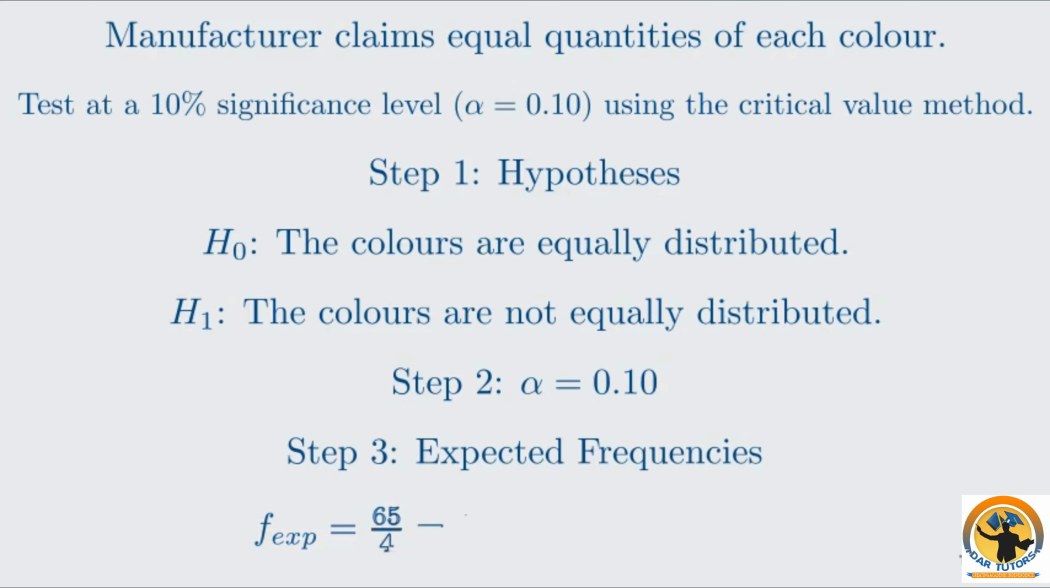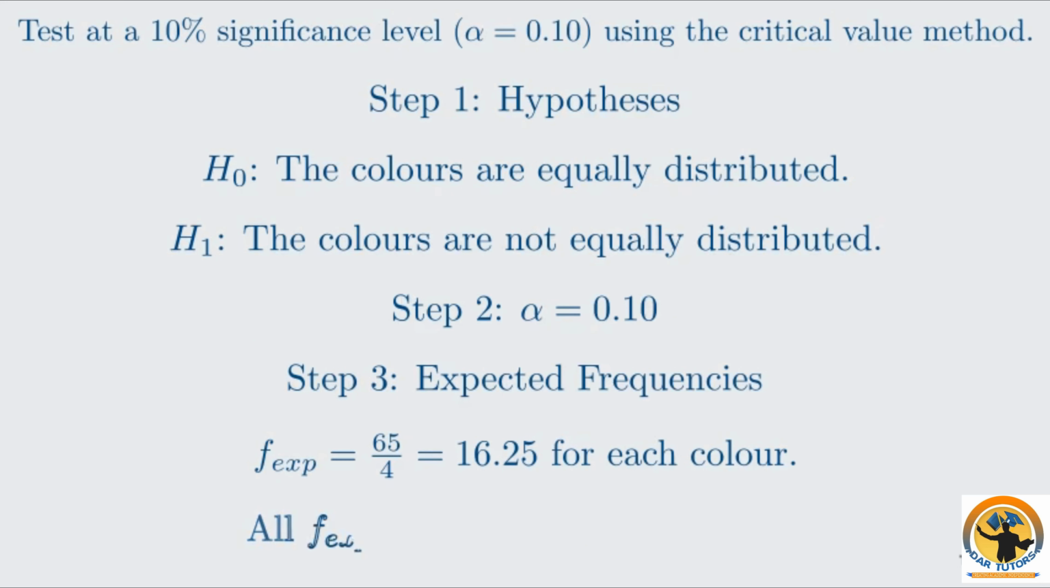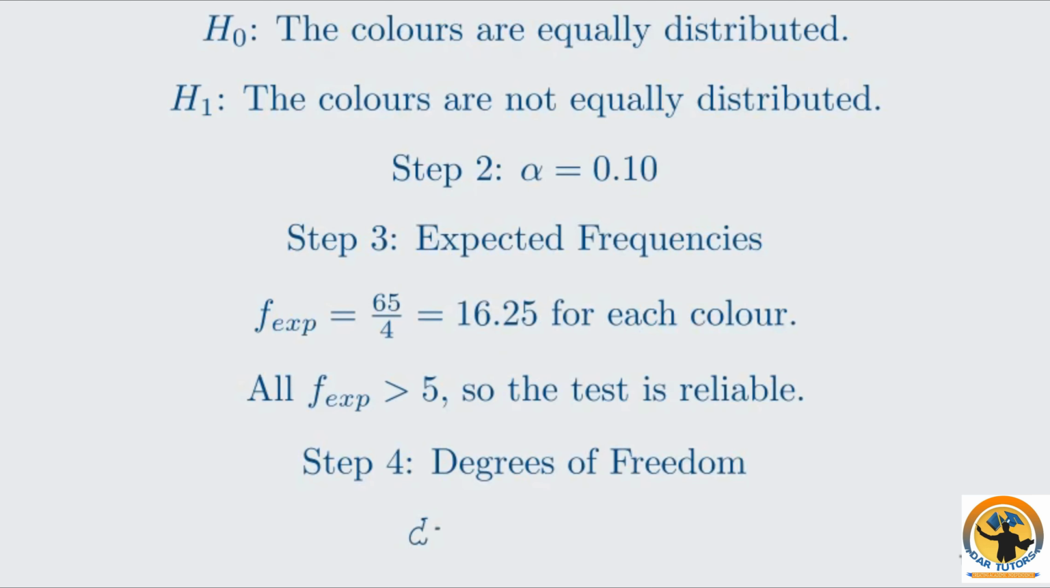If there are 4 colors and 65 lollies, and the distribution is equal, the expected frequency for each color is 65 divided by 4. This gives us 16.25 for each color. All are greater than 5, so the test is reliable. Step 4. Degrees of freedom. With 4 categories, the degrees of freedom is 4 minus 1, which equals 3.